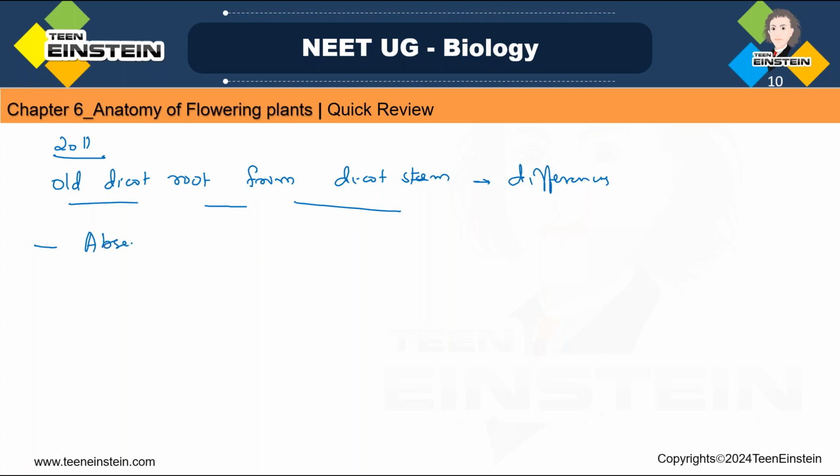Old dicot root differs from dicot stem in the absence of primary phloem. In old dicot root, primary phloem won't be there, so it is absent. And here the cambium forms the secondary phloem towards the outer side and secondary xylem towards the inner side. The secondary growth is taking place, right? So cambium forms the secondary phloem.